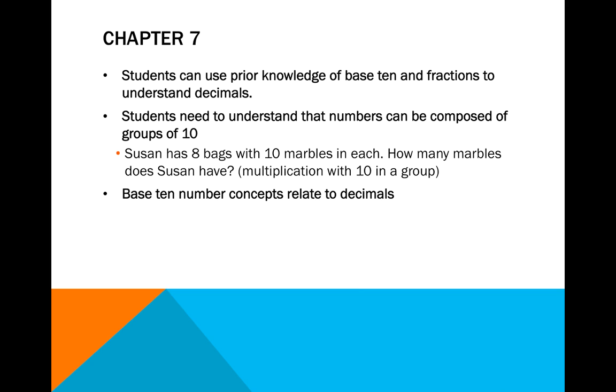Throughout this book, students have been using various problems such as multiple groups problems, equal sharing problems, and relational thinking in order to solve various math problems. In Chapter 7, the first type of problem that is introduced is a base 10 problem. This word problem is very similar to multiple group problems. As seen on the screen, the problem reads, Susan has 8 bags with 10 marbles in each. How many marbles does Susan have? This example is a multiplication problem with 10 in a group.